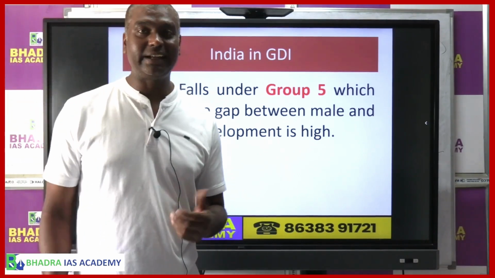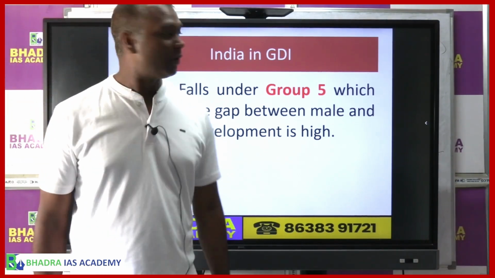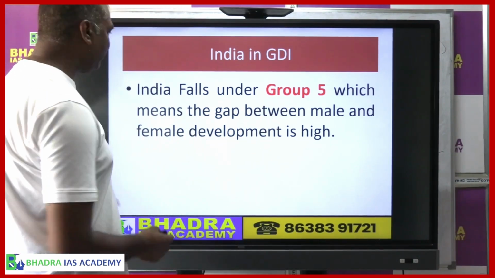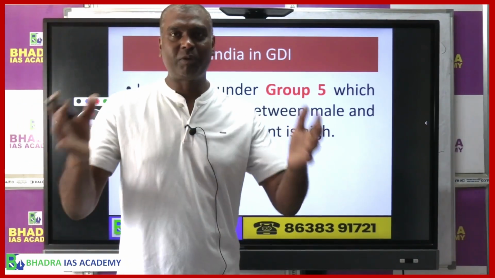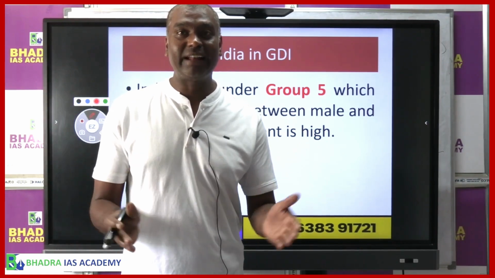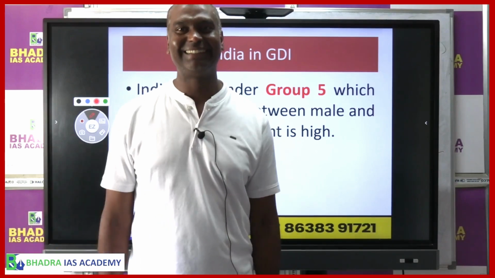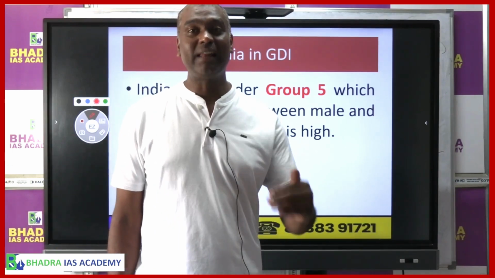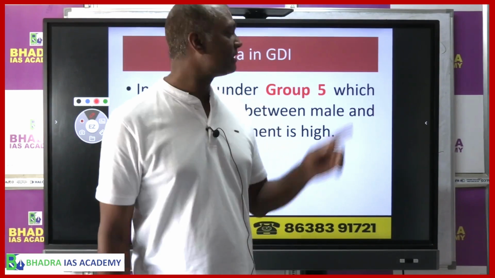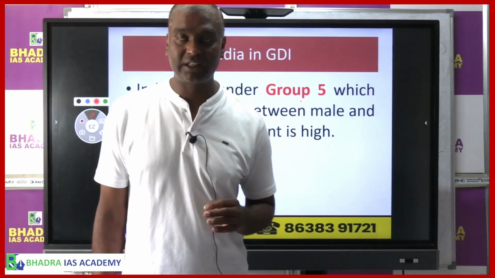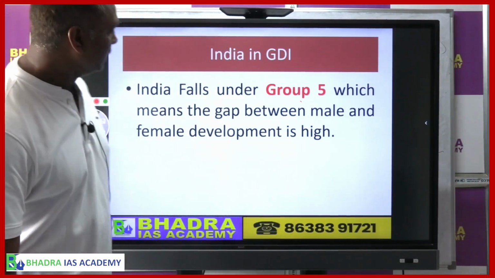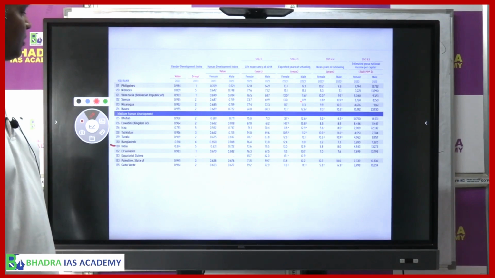Okay, so this topic can be easily asked. So now in the gender development index, India comes under which category? We come under the category called group 5. Now what is this group 5? Group 5 is the group of countries in which the difference between male and female is very big. That means in India, males have developed more, females have developed less. That shows we are in group 5. If you are in group 1, the difference is very little.